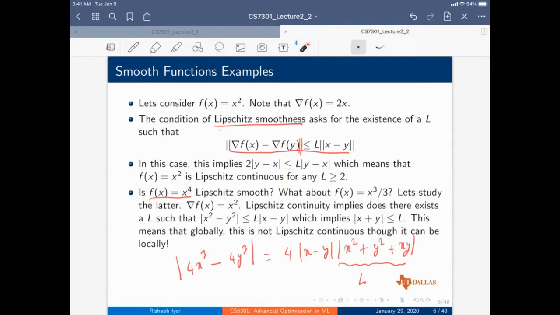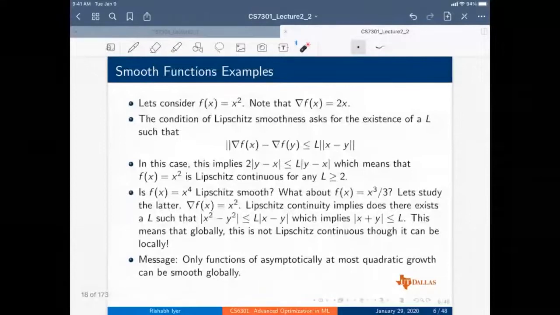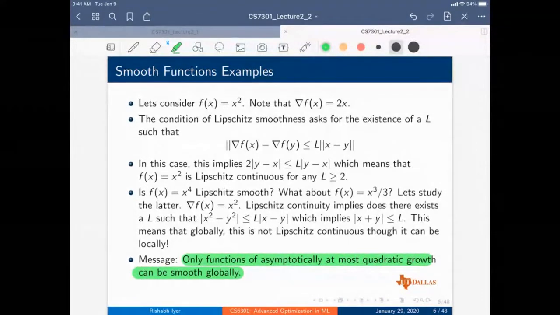In fact, this is a proof that even x cubed by 3 is not Lipschitz smooth. Take x cubed by 3, then the gradient is x squared. So you have x squared minus y squared, and this implies that x plus y is less than or equal to L. This is not true globally. So this is the critical thing: only functions that are asymptotically at most quadratic in growth can be Lipschitz smooth globally.